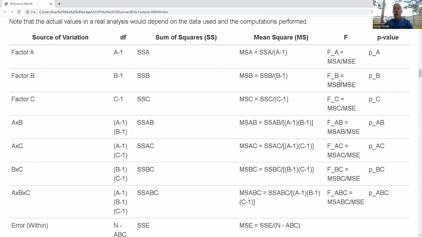Now, we take the numerator degrees of freedom. We take the denominator degrees of freedom. And we use the F statistic with those 2 degrees of freedom as parameters to figure out our p-values.